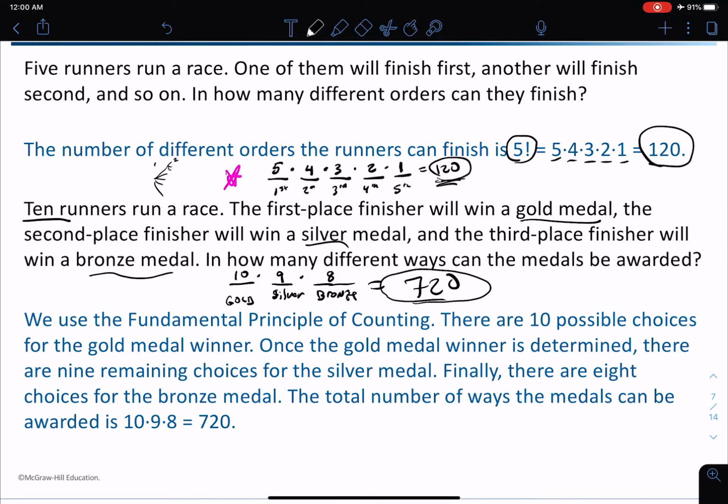Okay, so that's a great way to do it. Let's see, it says we use the fundamental counting principle. There are 10 possible choices for gold. Once the gold winner is determined, there are 9 remaining possible choices for silver. Finally, there are 8 left for bronze.